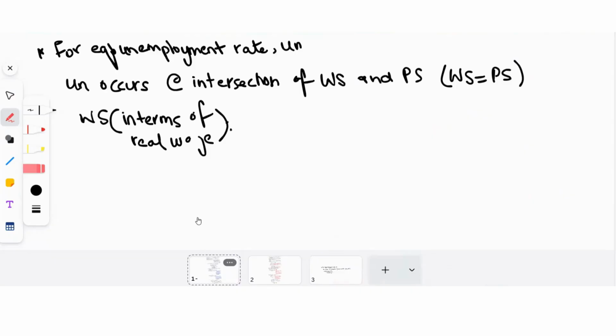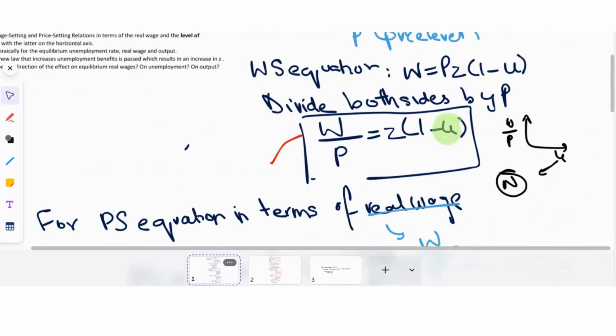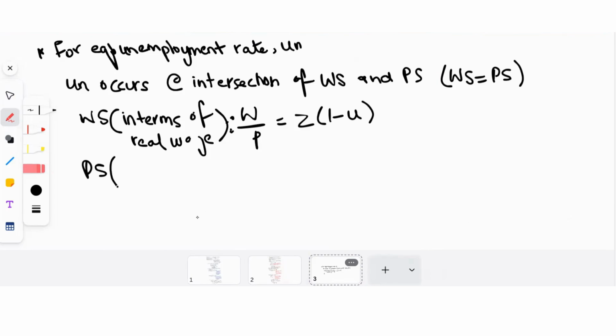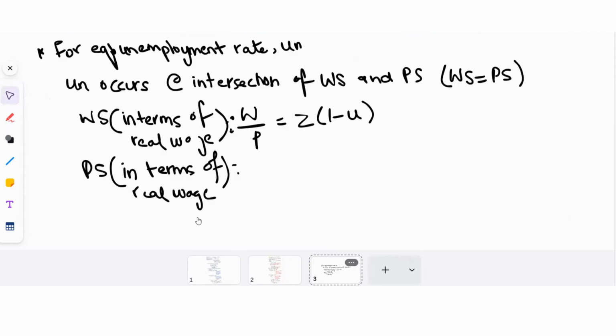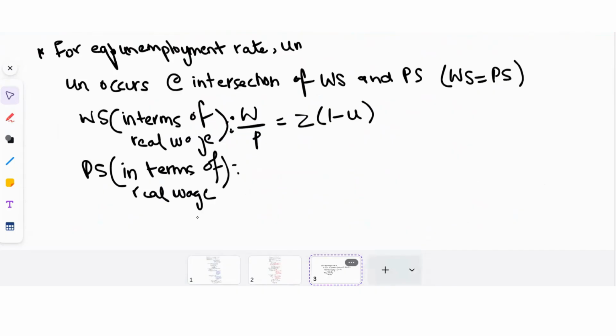Now WS in terms of the real wage. If we go back, we wrote WS in terms of the real wage as W by P is equal to Z1 minus U. And then we have PS in terms of the real wage. If we go back to part A, we wrote this as W by P is 1 by 1 plus N.